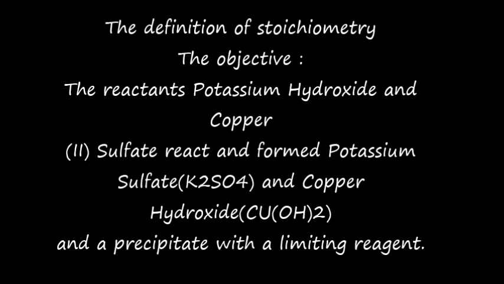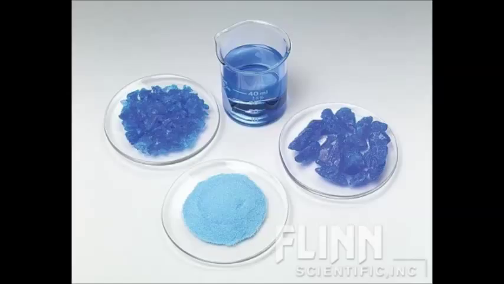The definition of stoichiometry is a calculation of relative quantities of reactants and products in chemical reactions. Our objective was to determine the limiting reagent of different ratios of two solutions. Our two different solutions were potassium hydroxide and copper sulfate.